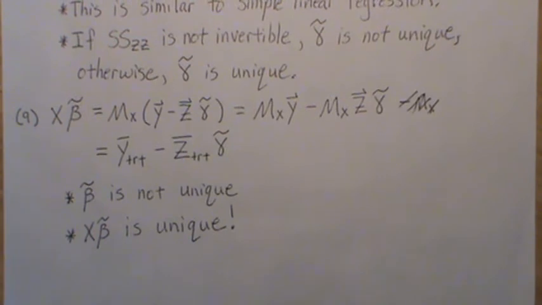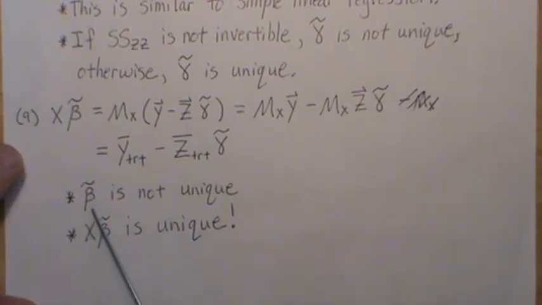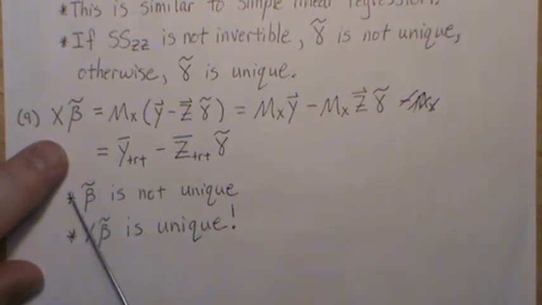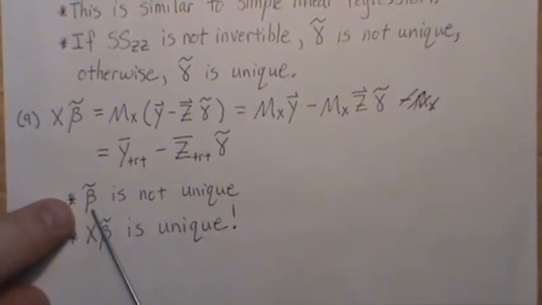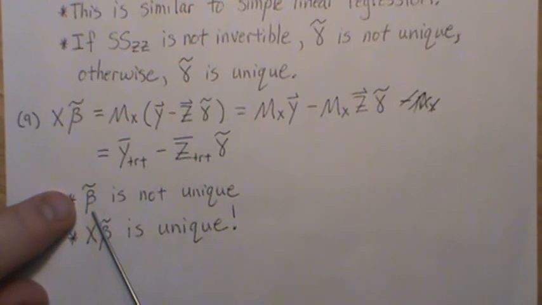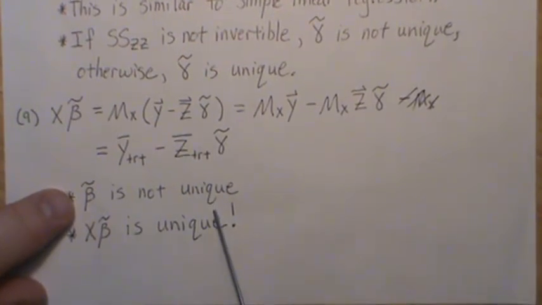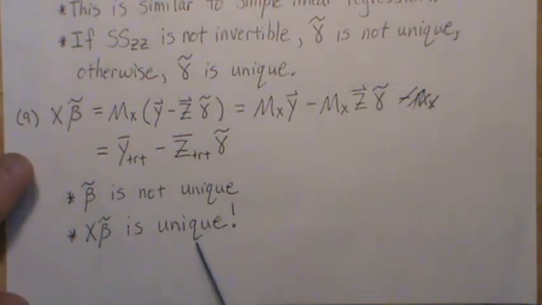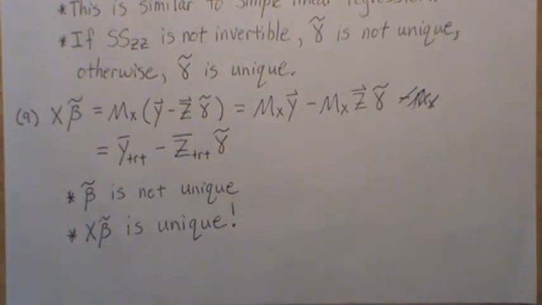But what's interesting, and I also illustrate this in the R software in the last two examples, is that we create several least squares estimates for beta. And none of them are unique. They're all different. But when we take x times each of those least squares estimates, it's the same thing. It creates a unique vector.